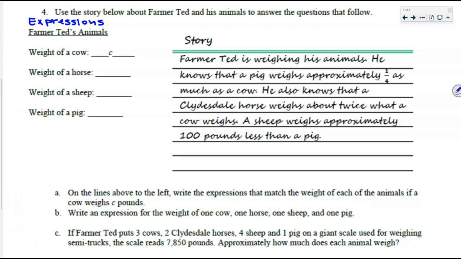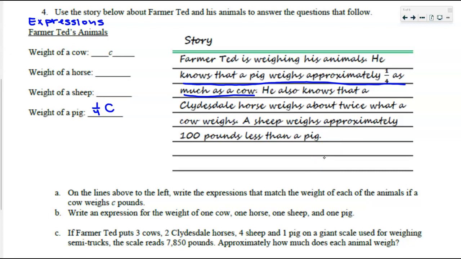Farmer Ted is weighing his animals, and he knows a pig weighs approximately 1/4 as much as a cow. How am I going to represent that? I can see the weight of a cow is C. How am I going to represent a pig being 1/4 of a cow? Ellie. 1/4 C. It's not just 1/4. It's 1/4 of the cow. 1/4 of the C. Brayden, does that make sense?